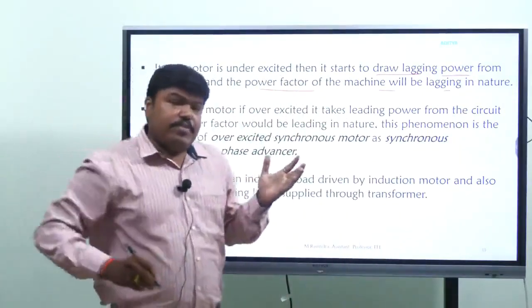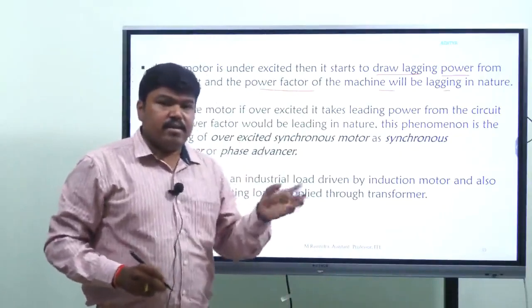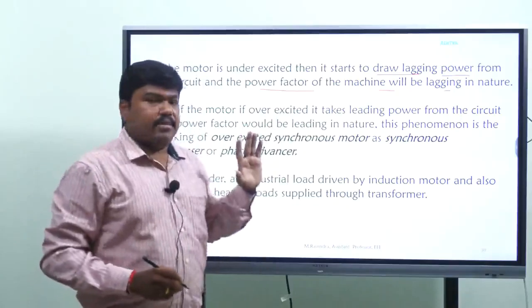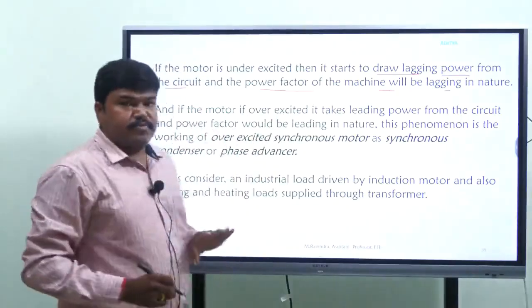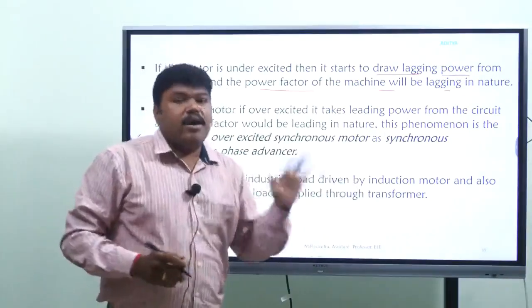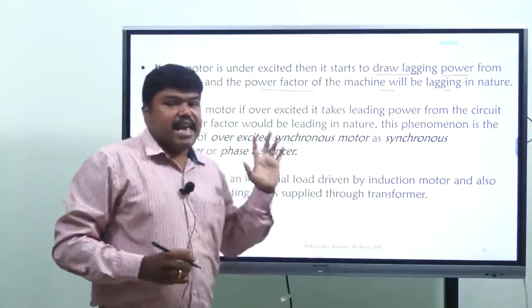In the previous case, when it is over excited, the power factor will be leading. When it is under excited, the power factor will be lagging. Right? That means when the motor is over excited, the power factor will be leading, and when the motor is under excited, the power factor will be lagging.